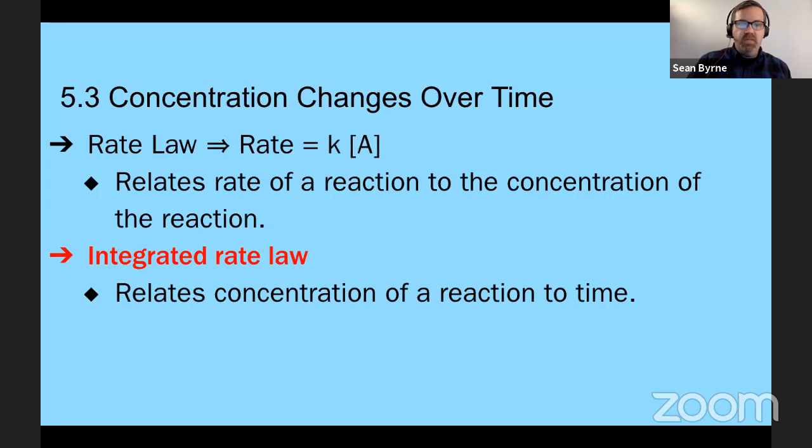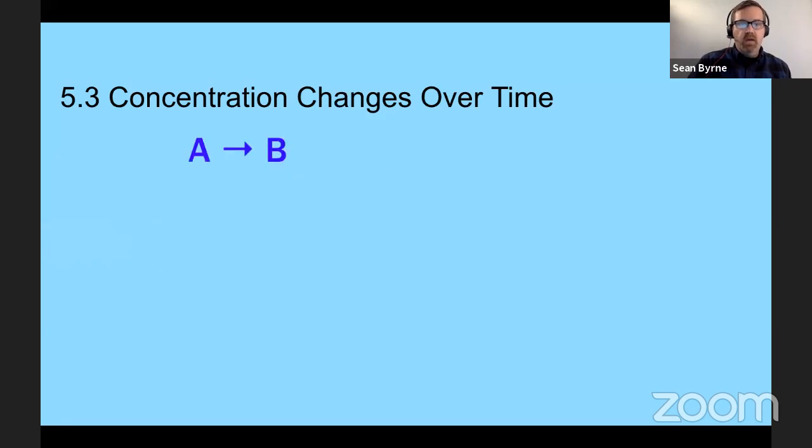And the whole purpose of this section and of the integrated rate laws is to relate concentration of a reaction to time. So we can do problems where you say, how much of this do you have after a certain amount of time, rather than what is the rate as a function of the concentration of this reactant. So if I gave you a reaction, A turns into B, and I told you that the rate law was k times the concentration of A to the first, I hope you recognize that as a first order rate law.